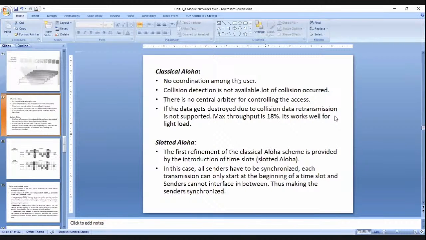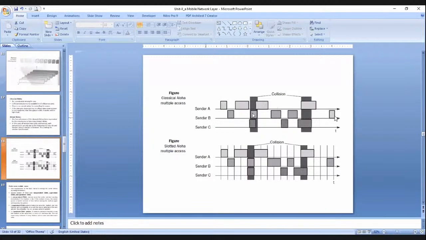Here, for example, sender A, sender B, sender C are sending some data, voice or other data, in specific time slots. If you look at a particular time slot, there is a collision. At a particular timestamp, sender B and sender C data would be coinciding, they would be colliding. And there is another collision which occurred here, between sender A and sender C. That means there should not be any overlap, and they should not have any interference in between.